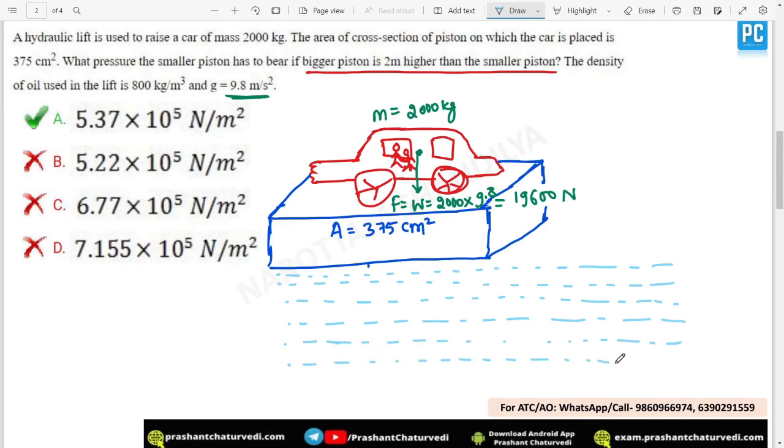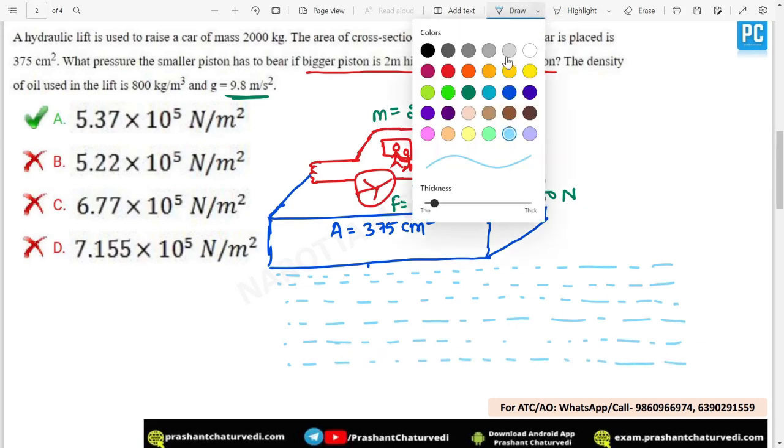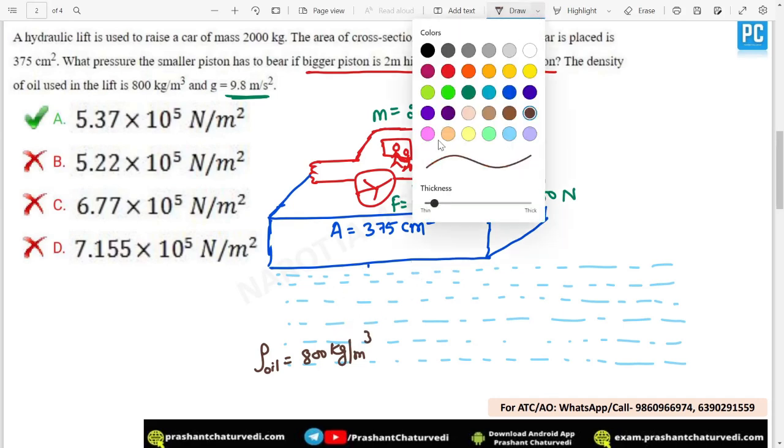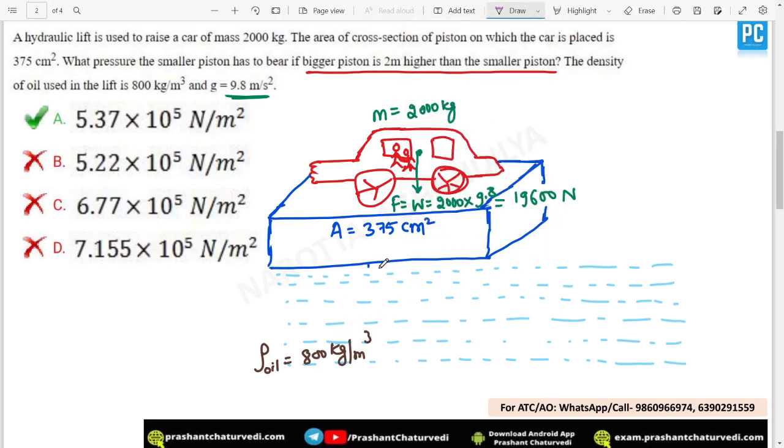Suppose everywhere the oil is there, and the property of oil they mentioned is its density, which is 800 kg per meter cube. And the very important thing is they mentioned the difference between the height of this bigger piston and the smaller piston. Suppose somewhere else here the smaller piston is there. Okay, suppose this is the smaller piston.